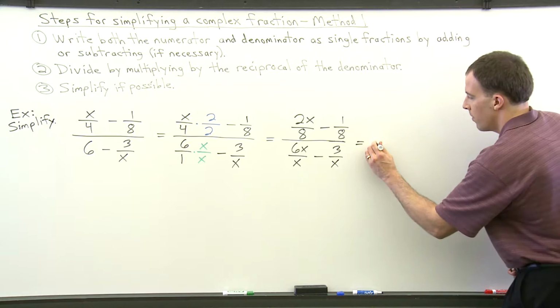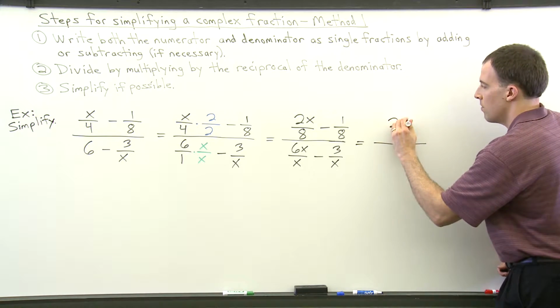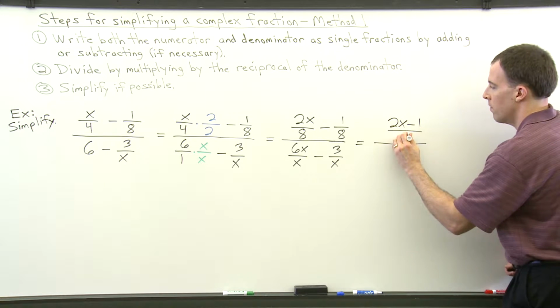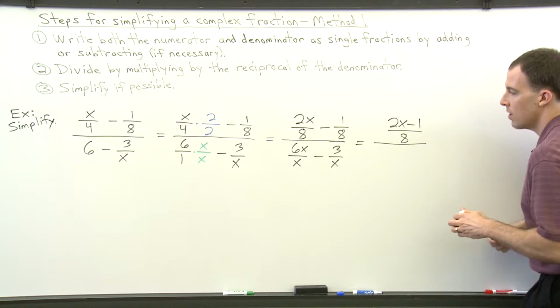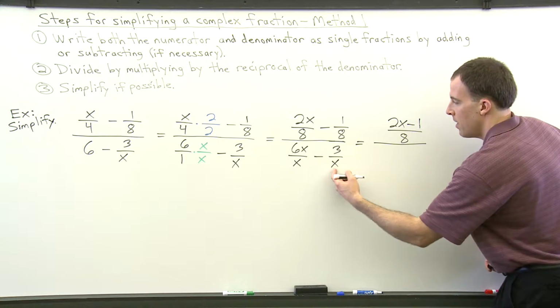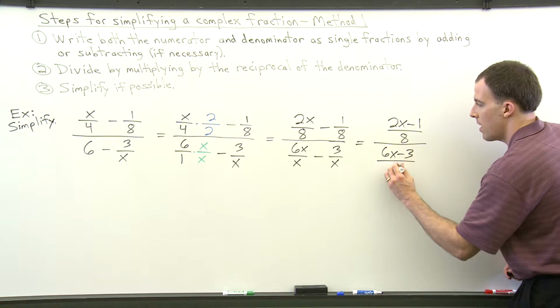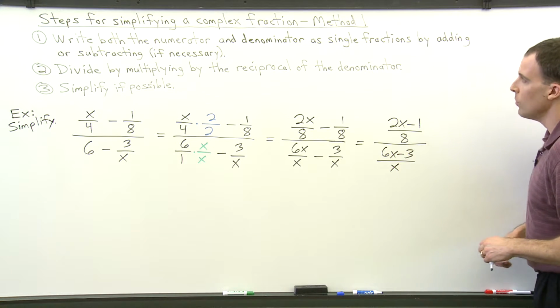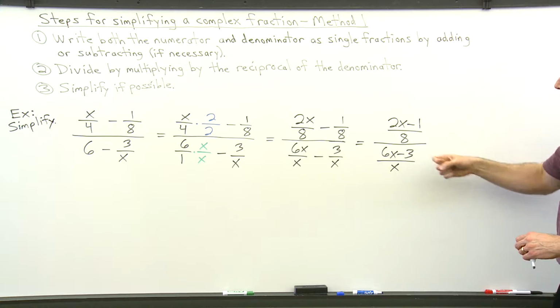Continuing from there, 2x over 8 minus 1/8 is, as a single fraction, 2x minus 1 all over 8. So I've brought the numerator now to a single term, single fraction, and the denominator now as a single fraction is 6x minus 3 all over x. So step 1 has now been accomplished. The numerator and denominator are both single fractions.